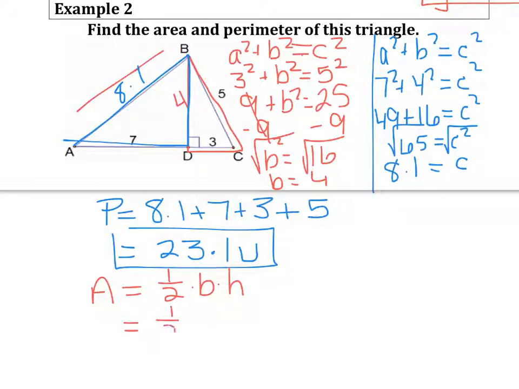For area, I know my formula for a triangle is 1/2 the base times the height. So I would do 1/2 of 10, because that's the base of the entire triangle, times the height of the entire triangle, which is 4. So I'm going to get half of 40, which is 20 square units.